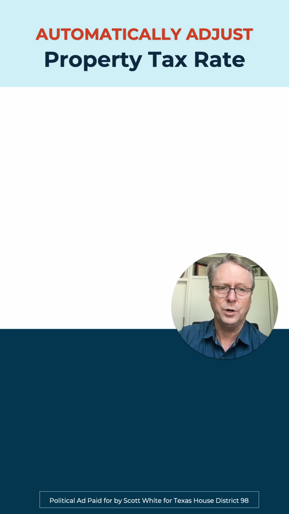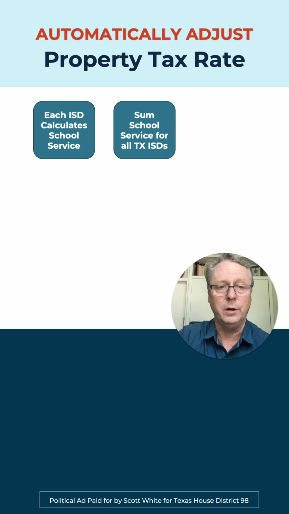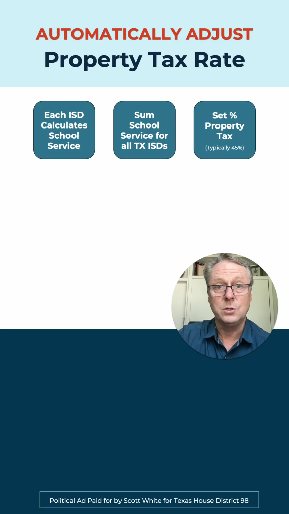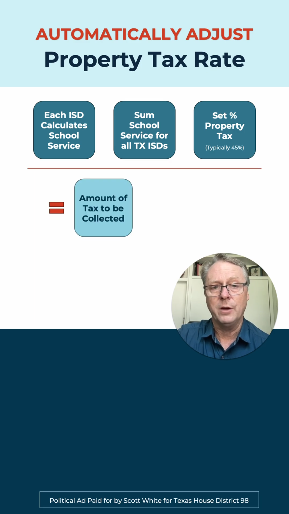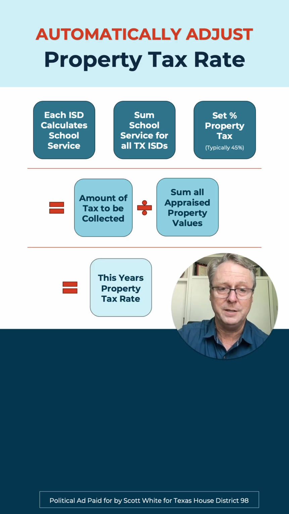Here's how the math would work. So we take each ISD calculating their school services, just like the example from Keller I did before. We add up all of these across all the ISDs across the state. We decide what percentage of our schools should be paid for by property tax, typically around 45%. And this becomes an amount of tax to be collected via the property tax process. If we take this amount and divide it by the summary of all of our appraised property values, that'll give us this year's property tax rate.